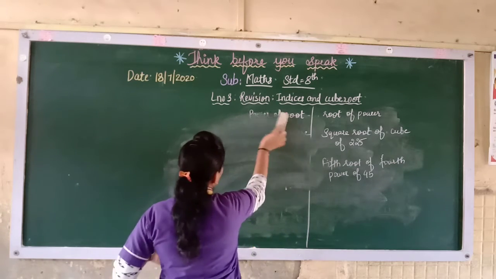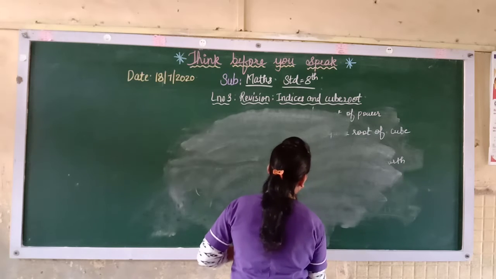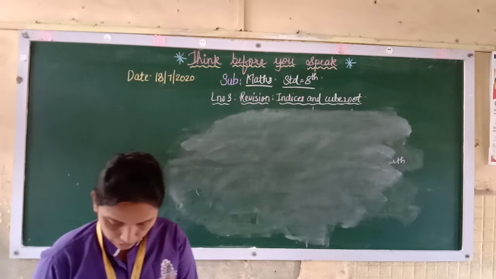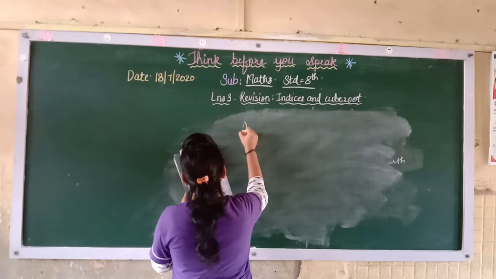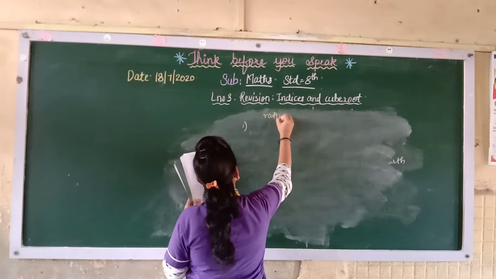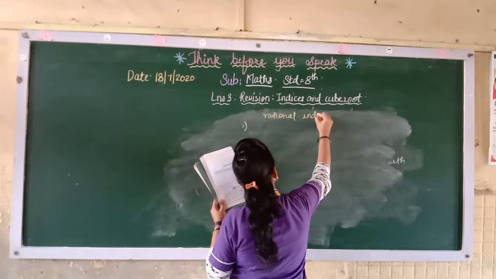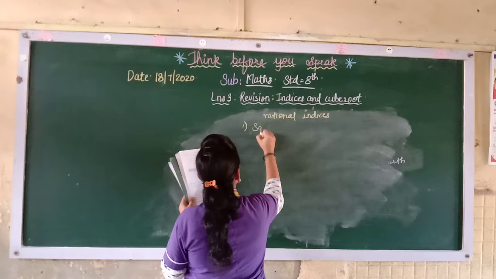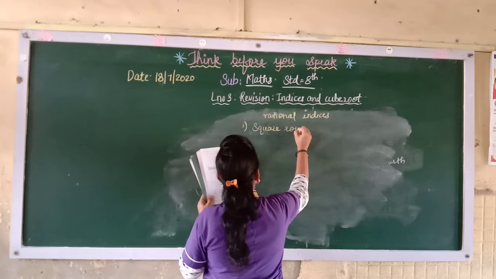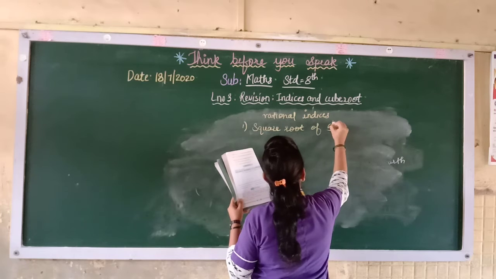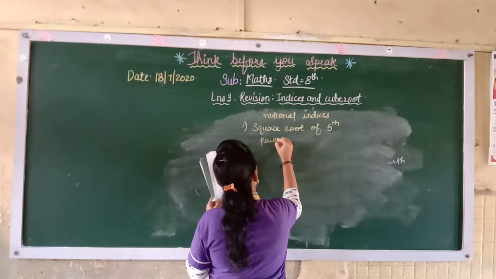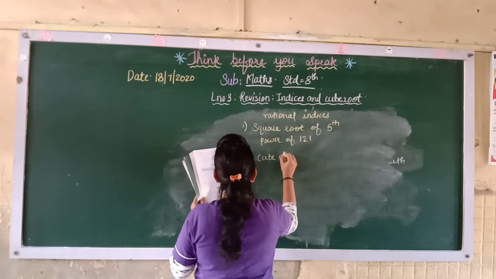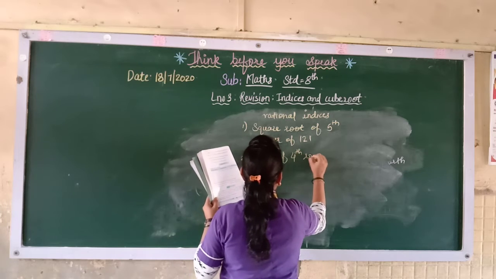So now, if they have given it in that format, then how can you write that in the index form? Here you have to write in the form of rational indices. So in the indices form you have to write down. So now it will come as square root of fifth power of 121. Then second you have cube of fourth root of 324.